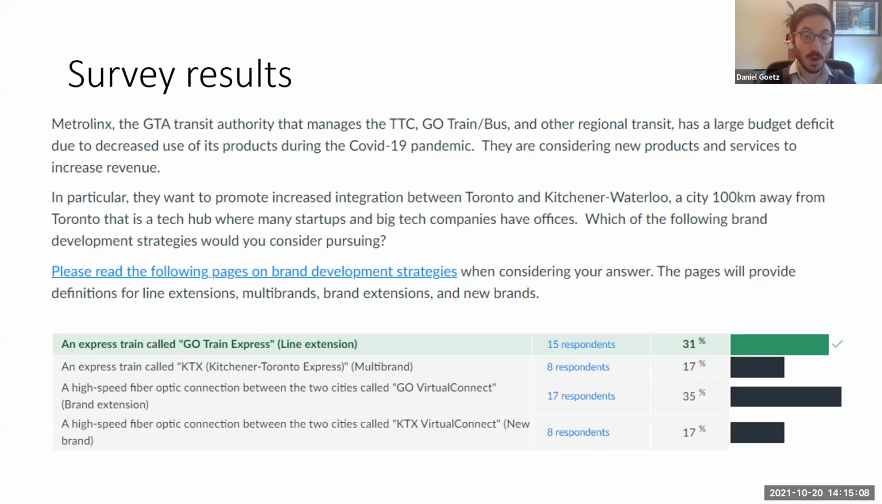The next options were new product categories entirely, right? So Go is in the business of connecting people. These days, people connect to their offices remotely, right? They don't need to go in physically. So maybe a high-speed fiber optic connection between the two cities called Go Virtual Connect. So using the Go brand name for Go Transit, but in a new product category. And the last option was Kitchener-Toronto, KTX Virtual Connect, new product category, totally new brand, right? So this would have been the new brand type of development, okay?